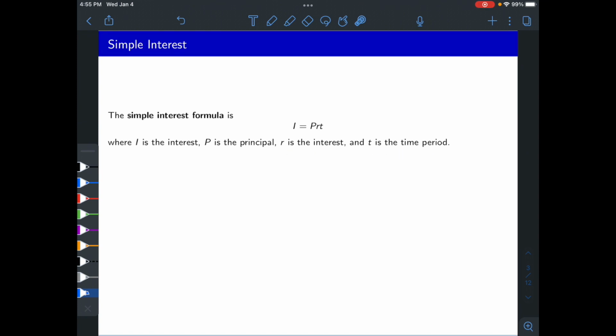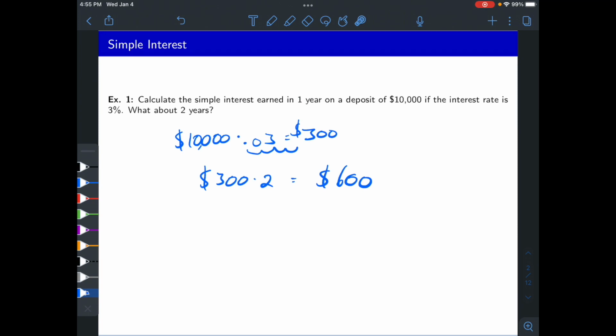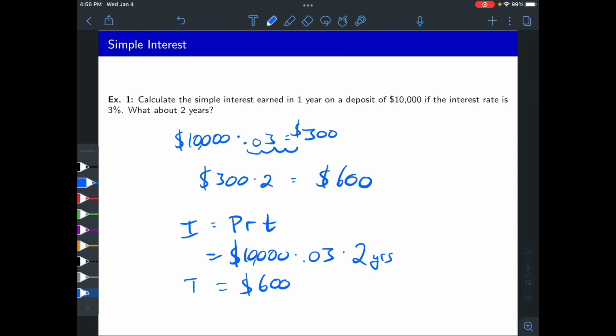So relating this to the previous problem, let's do it for the 2 years. This says that the interest is PRT. P was the principal, which is how much the loan was for originally, the original value of the loan. R was 3% converted to a decimal, and then the time period was 2 years. And then you just multiply all those out, and that tells you that the interest is equal to $600.